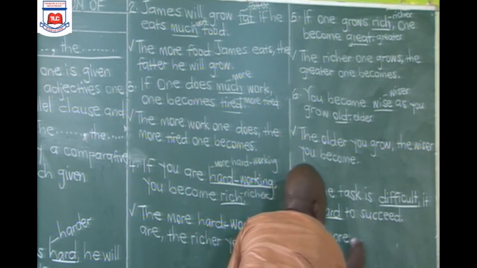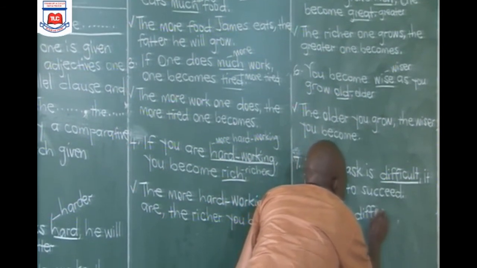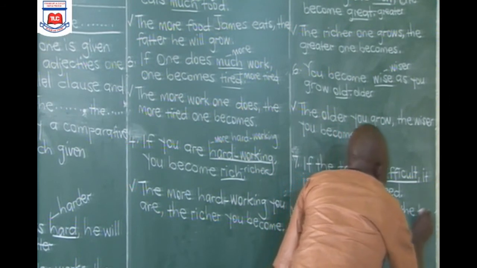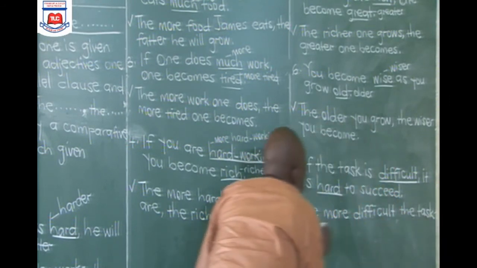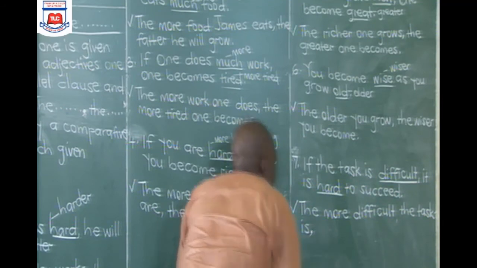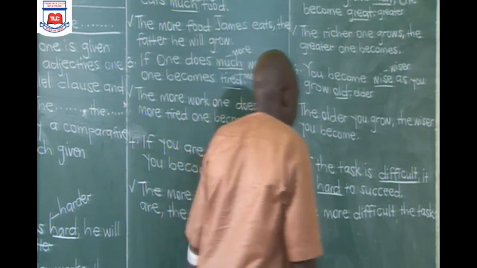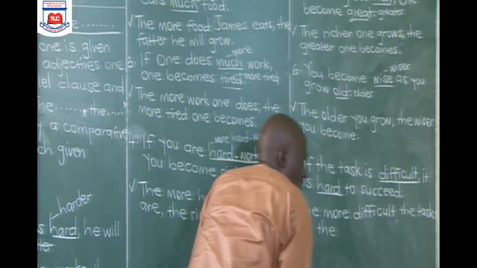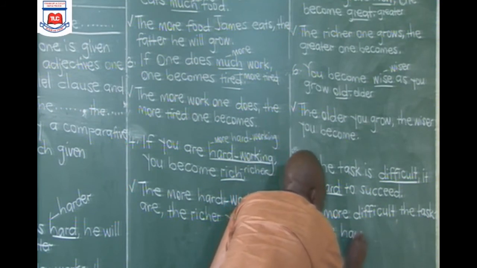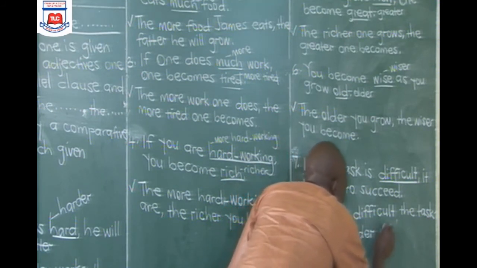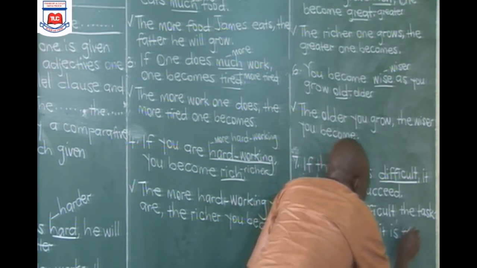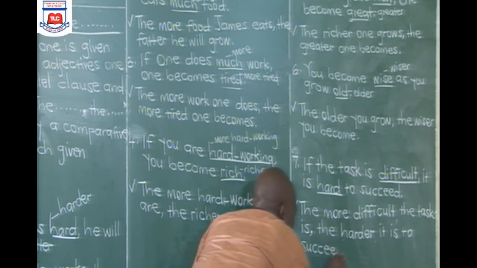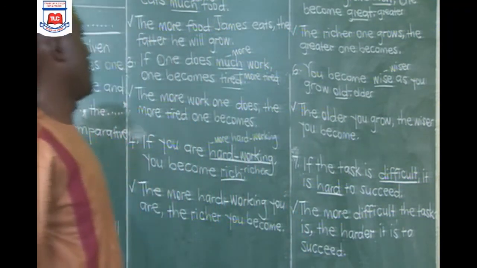the more difficult the task is, put your comma there, the harder it is to succeed. The moment you mention this definite article, bring a comparative degree. The harder it is to succeed. Yes, the harder it is to succeed.